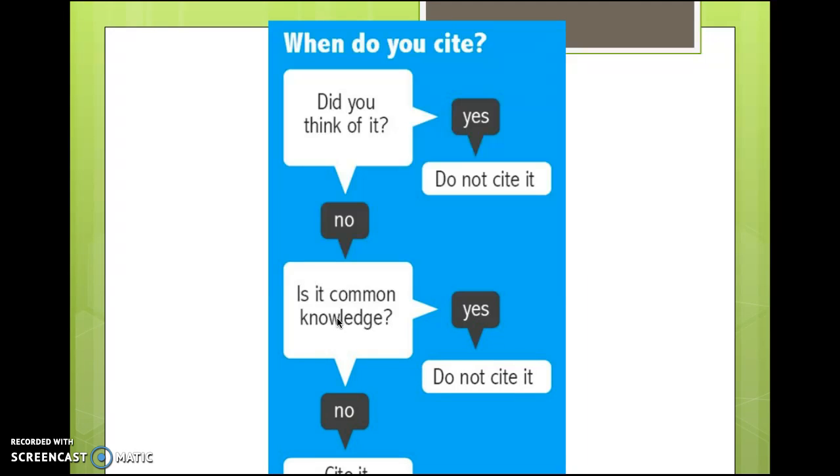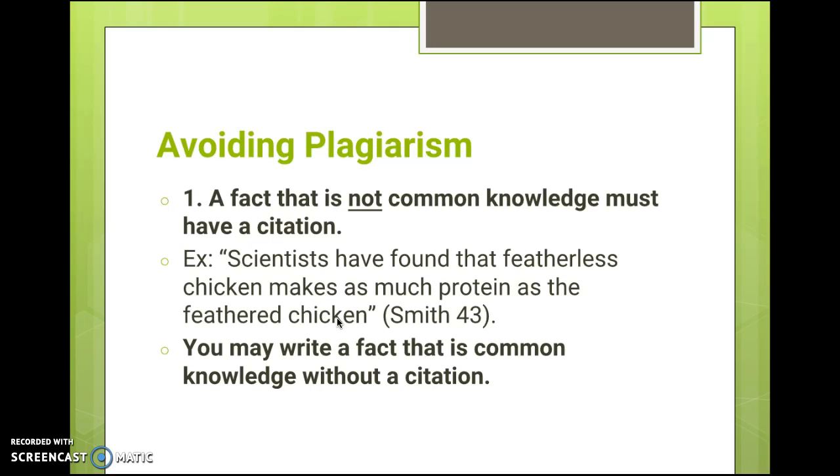Something that's easy to remember is if you did not think of it and it's not common knowledge, you always have to cite it. So let's think of an example here. This is an example of information that is not common knowledge. Now, information that is common knowledge might be something like the sky is blue, or during the year 2017, the President of the United States is Donald Trump. So that information we should expect most people to know.